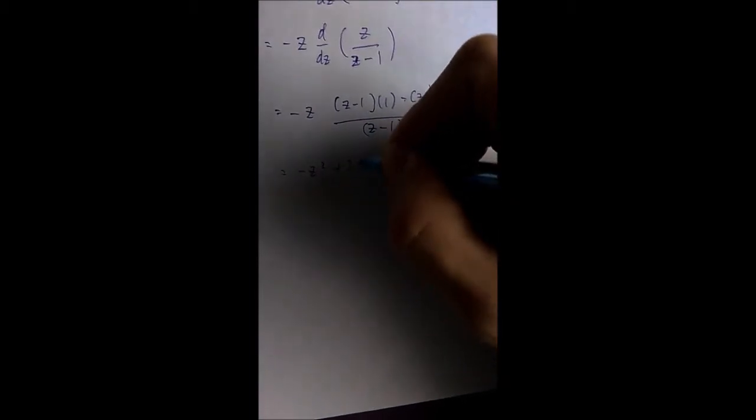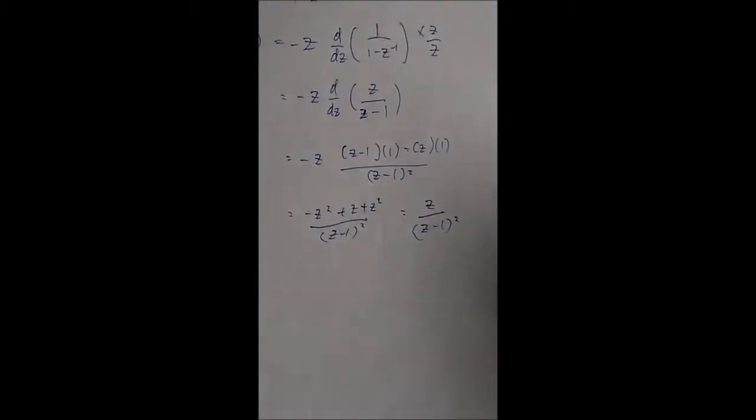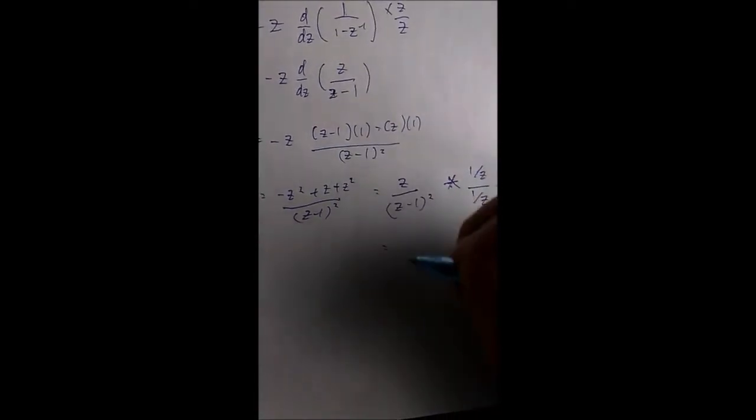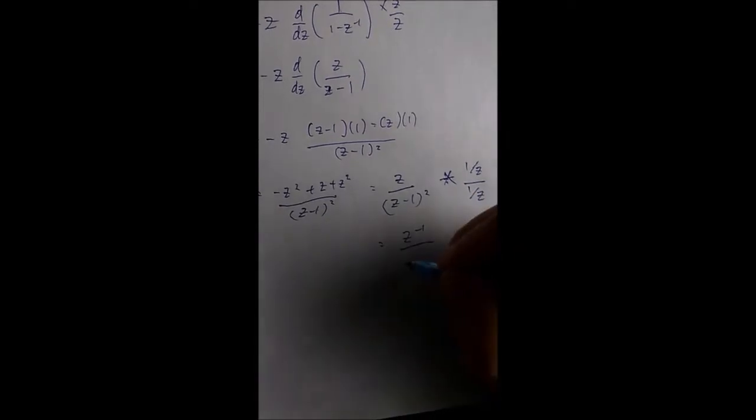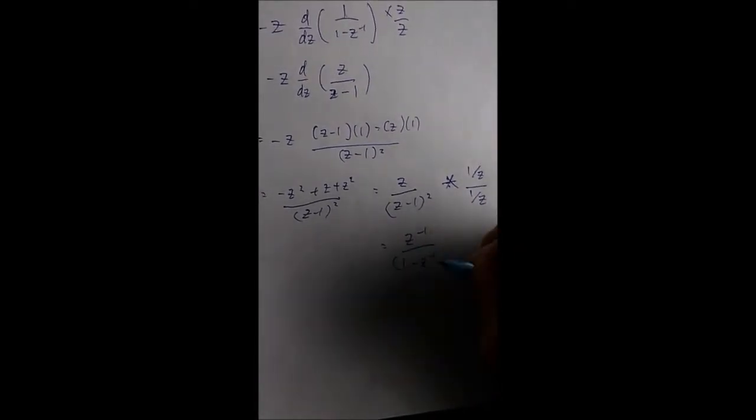next, we will simplify the equation. And we will get, after that we will multiply by 1 over z, and lastly we will get z minus 1, over (1 minus z to the power minus 1) squared. So this is the solution for differentiation.